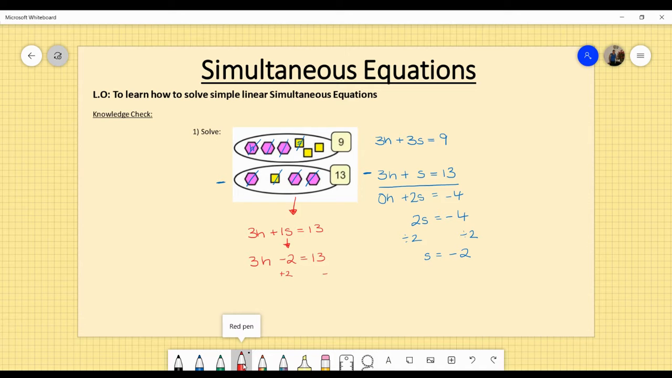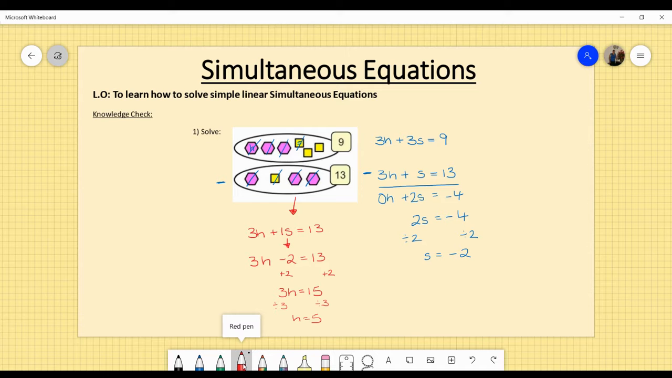So I'm going to add 2 to both sides. That will leave me with 3 hexagons must be worth 15. And then I can divide both sides by 3. And I will end up then that 1 hexagon is worth 5. And you can check it in the other diagram or the other equation at that point.